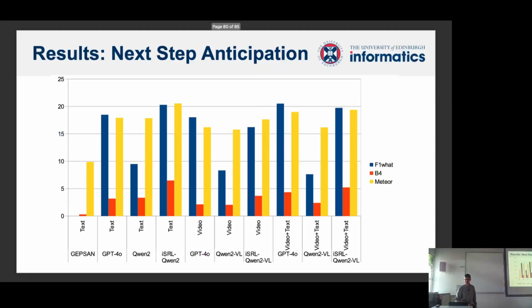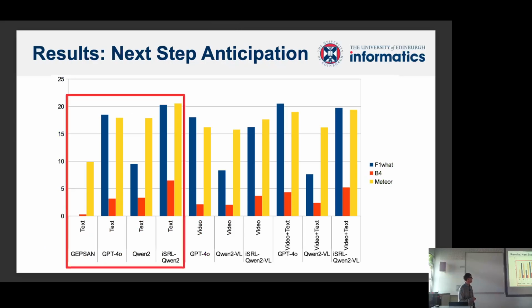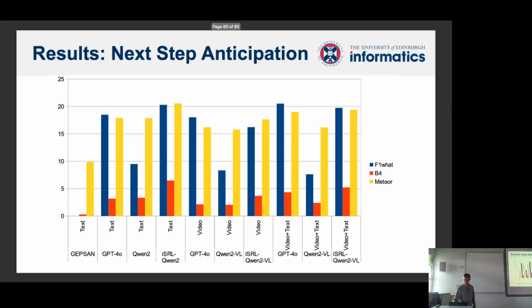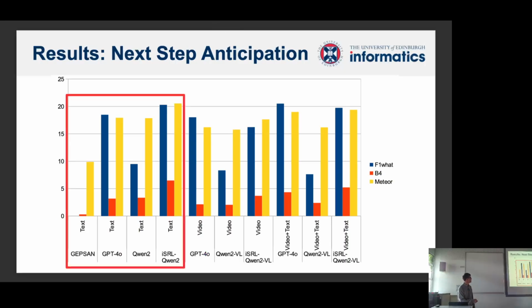So how well does this work? Well, it sort of works. This is again for text. GPSpan is a model from the literature for next step prediction. We don't have the blue bar because the blue bar is the semantic role, and this model doesn't predict the semantic roles. But we have B4 and Meteor. These are these horrible text generation metrics that I mentioned. So B4 is BLEU, n-gram length 4, and Meteor is another one of these text generation measures.